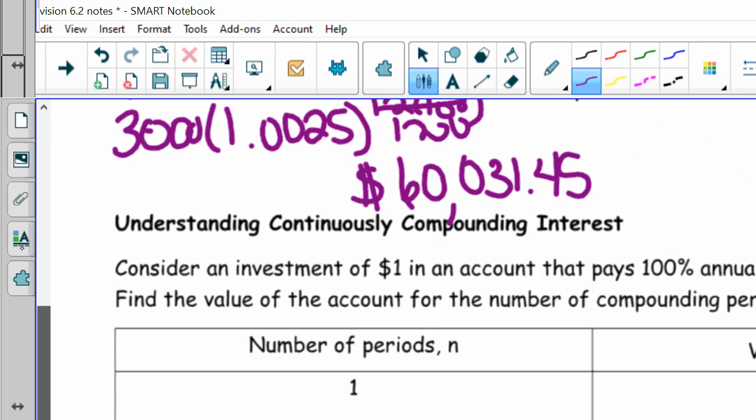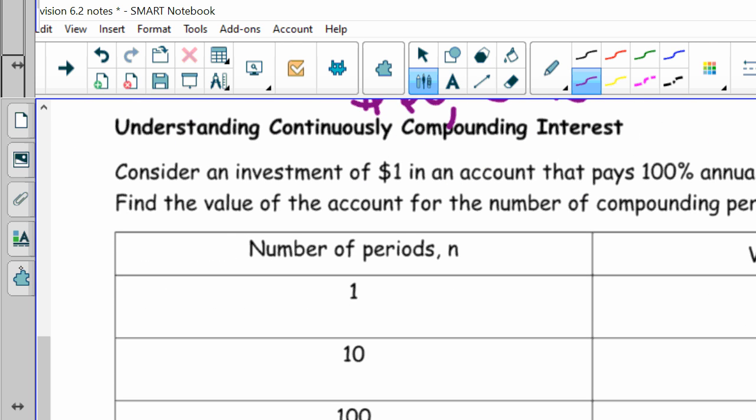So now let's talk about understanding continuously compounding interest. So in order to do this, we're going to consider an investment of $1. So that's our initial principal. Account that pays 100% annual interest rate for 1 year. We're going to find the value of the account for the number of compounding periods in the table. Okay. So again, this is going to be our formula we use. 1 plus 1 divided by n, all of that to the nth power, right?